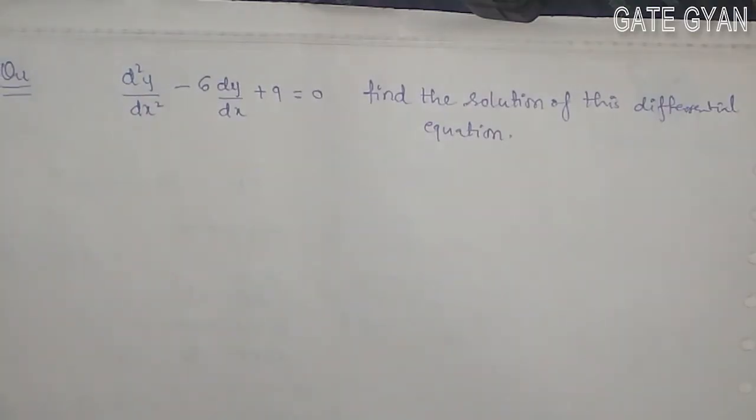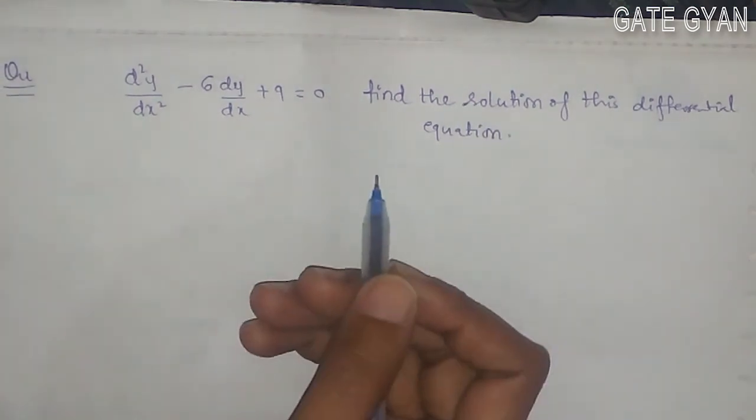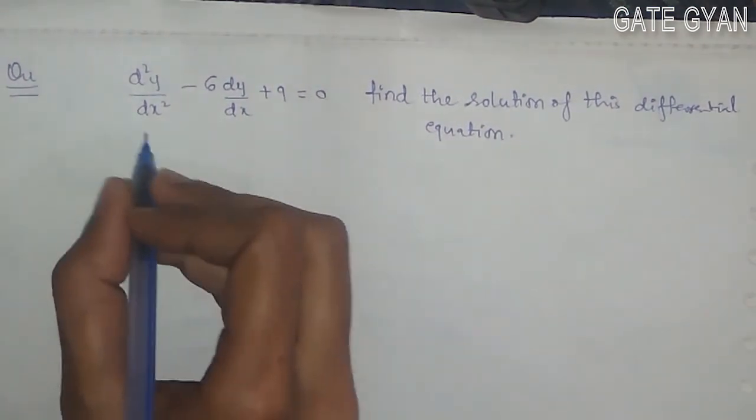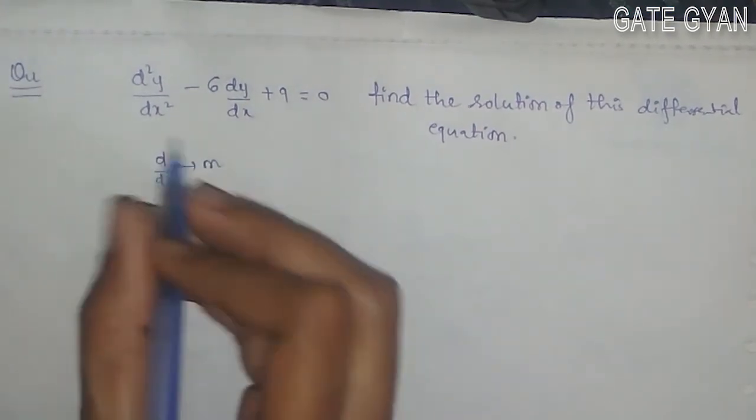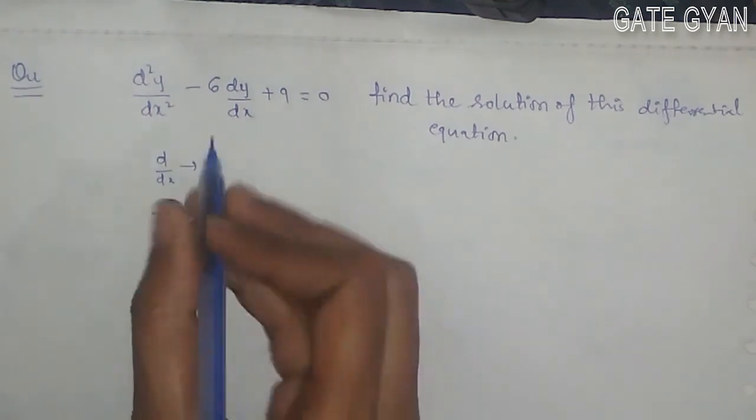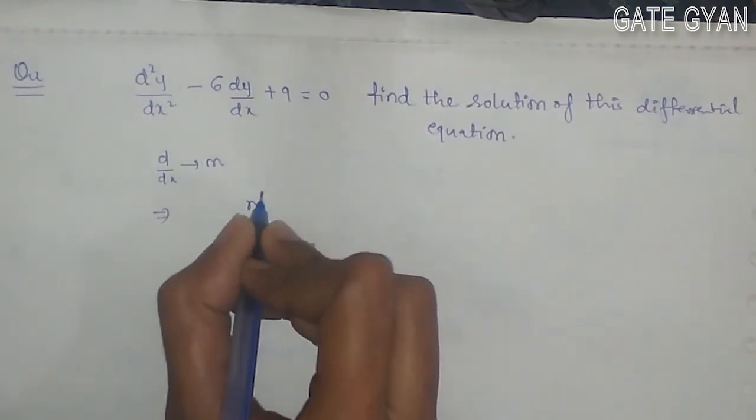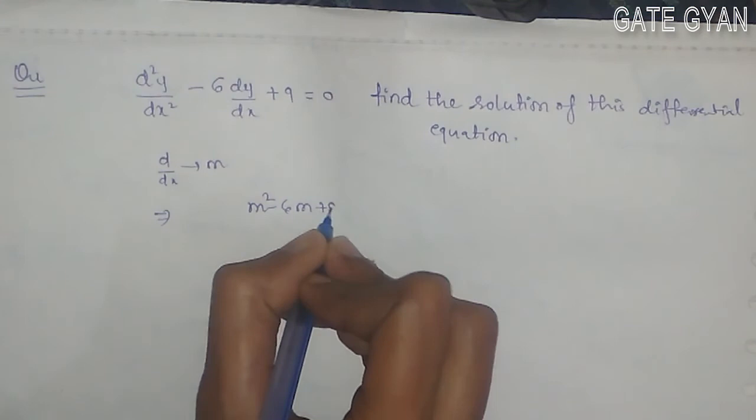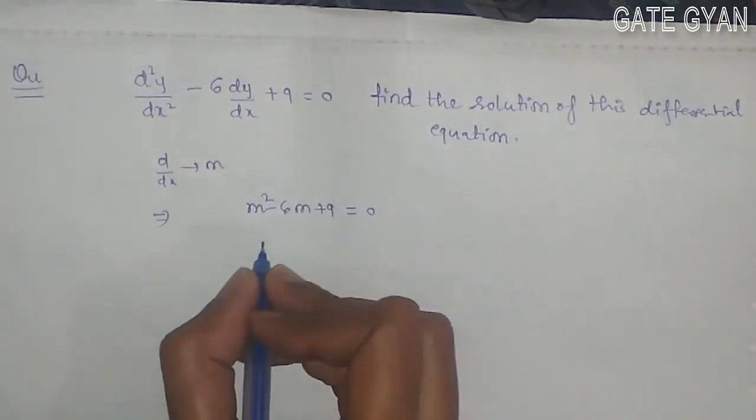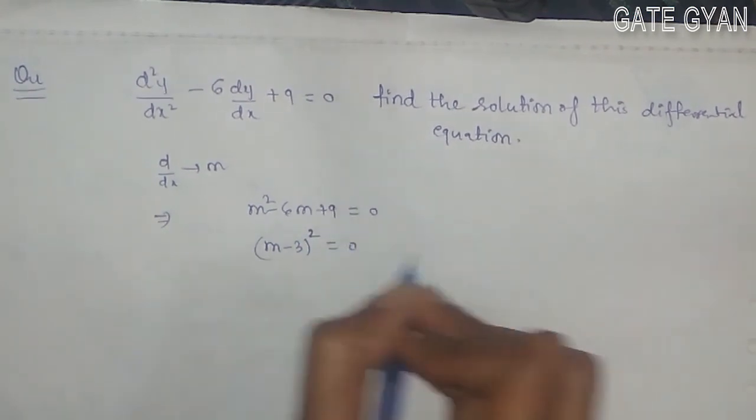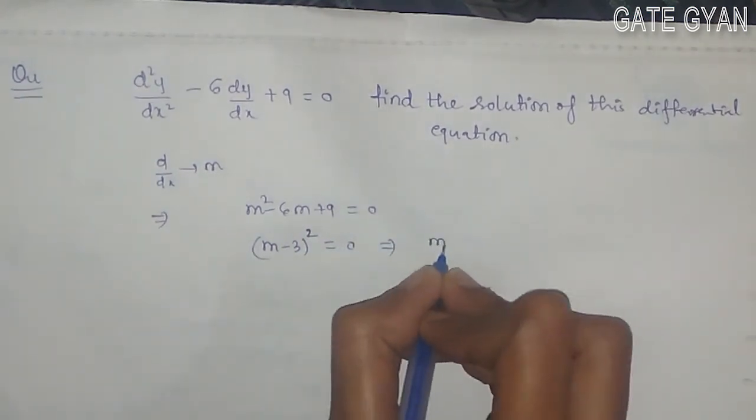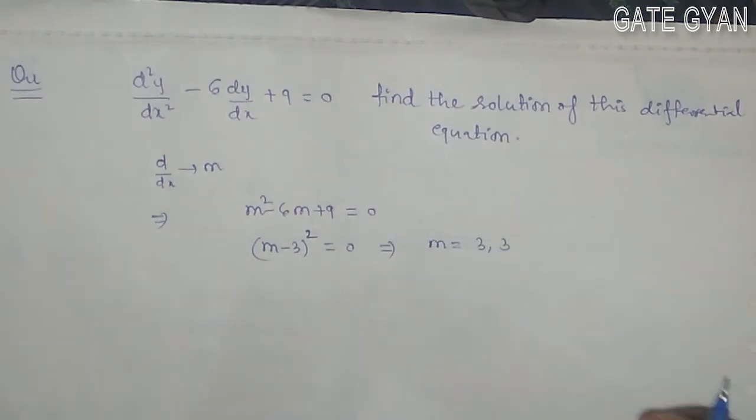In this question, we have given this differential equation and it is asking for the solution of this differential equation. So we have to just solve it to get our answer. So let d by dx we will represent by m. This differential equation we will write like m square minus 6m plus 9 equal to 0, and it is nothing but m minus 3 whole square equal to 0. So our two roots are m equal to 3 comma 3.